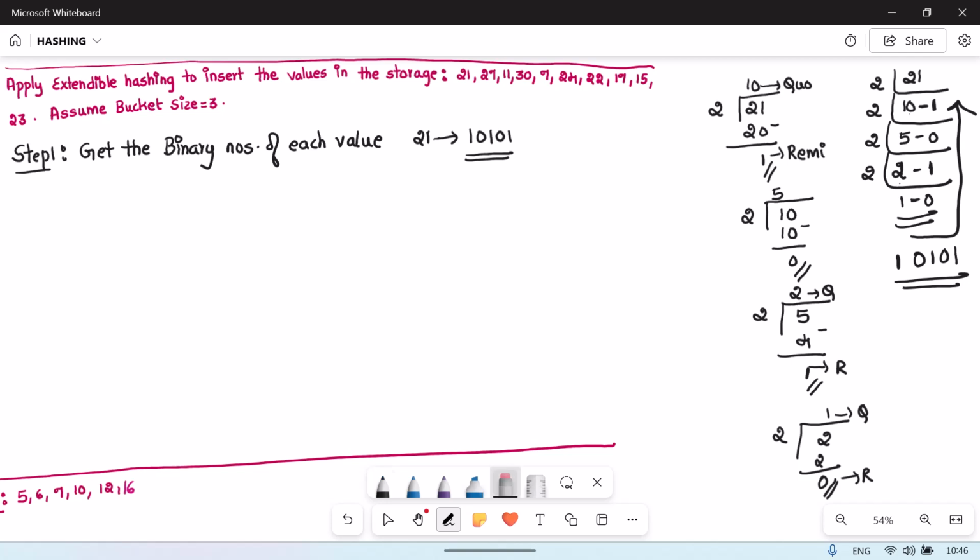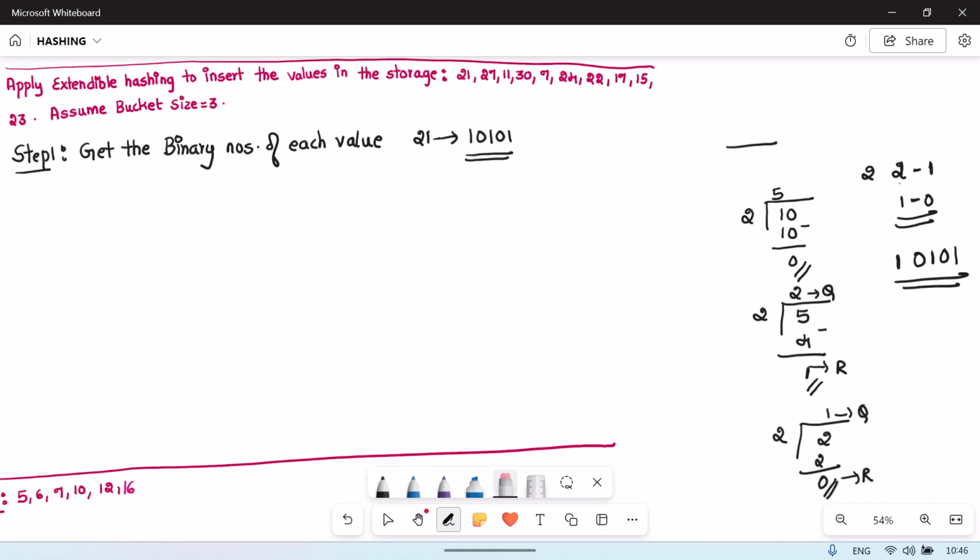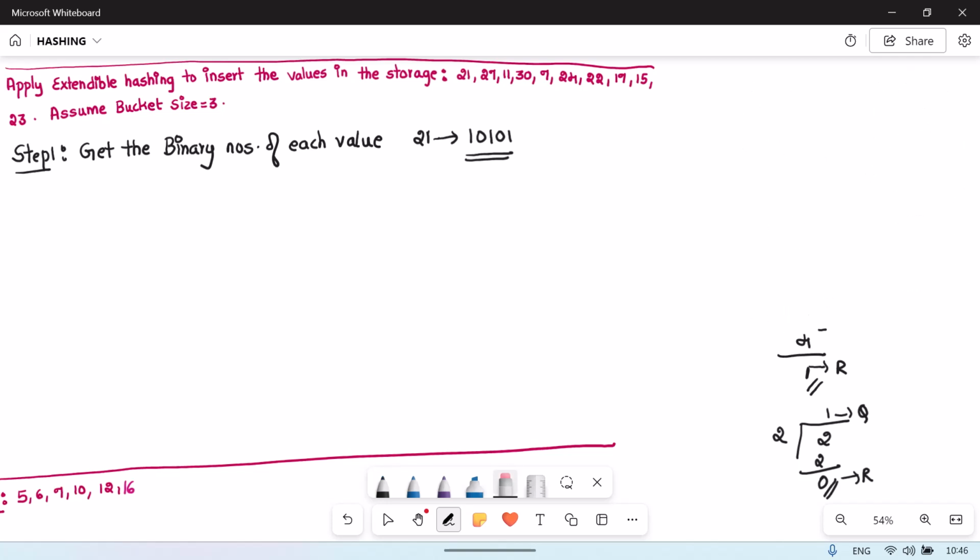Likewise, you will have to do for all the other numbers. Okay. So we'll do for all the other numbers. Meanwhile, you can also take some time and calculate the values. So for 27, the binary number is 11011. And for 11, 11 is actually 1011.